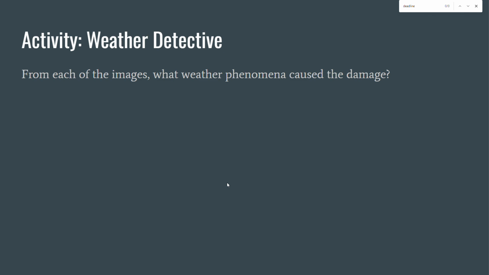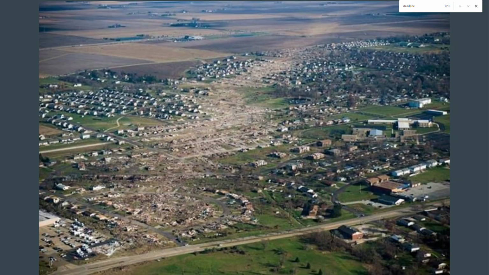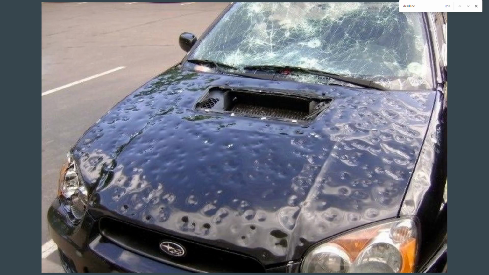Now for an activity where you are the weather detective. From each of the images, which weather phenomenon caused the damage? You're going to identify it. Look at this image and take a moment to think or write down the answer. Which of the three natural disasters that we learned caused this damage? Here's the first one. Now for the second one. Okay, and now the third one.